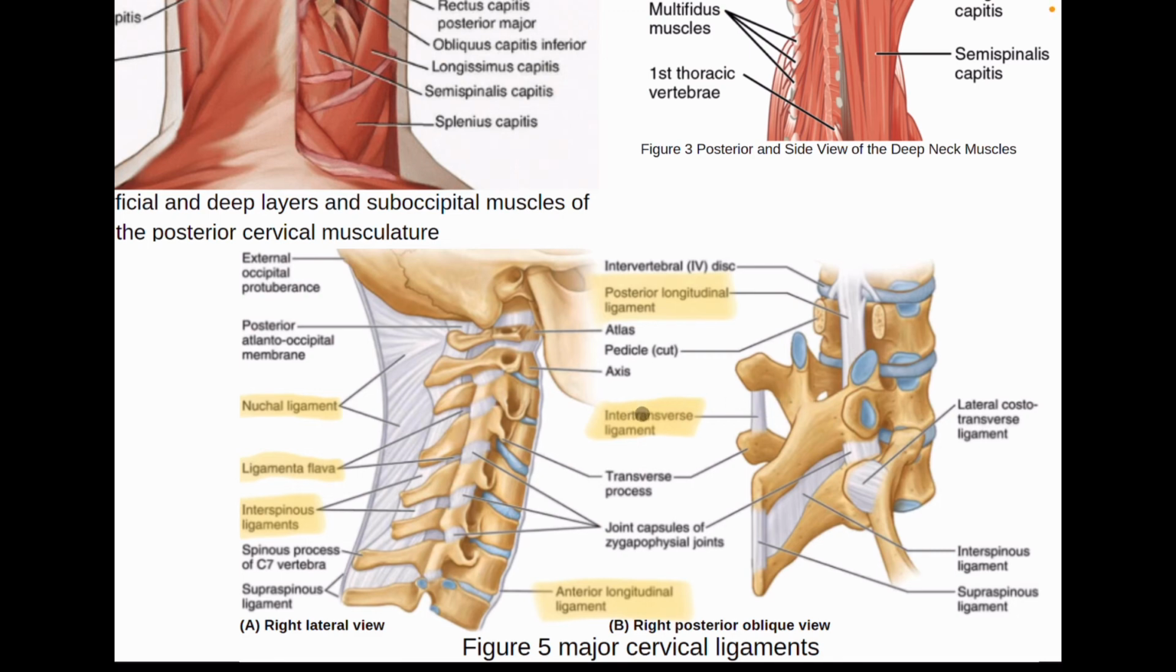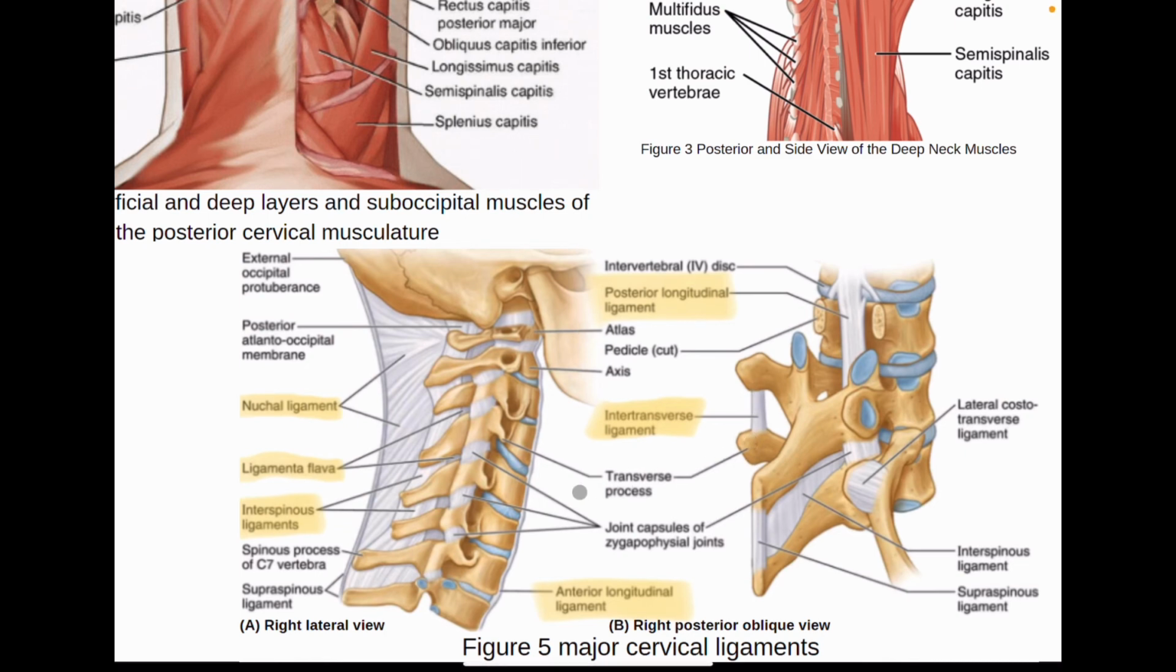The next ligament here is the intertransverse ligament, and this ligament is seen in between the transverse processes of each vertebrae, and this ligament is on the lateral aspect of each vertebrae, and its job is to stabilize it when the spine is in lateral flexion.